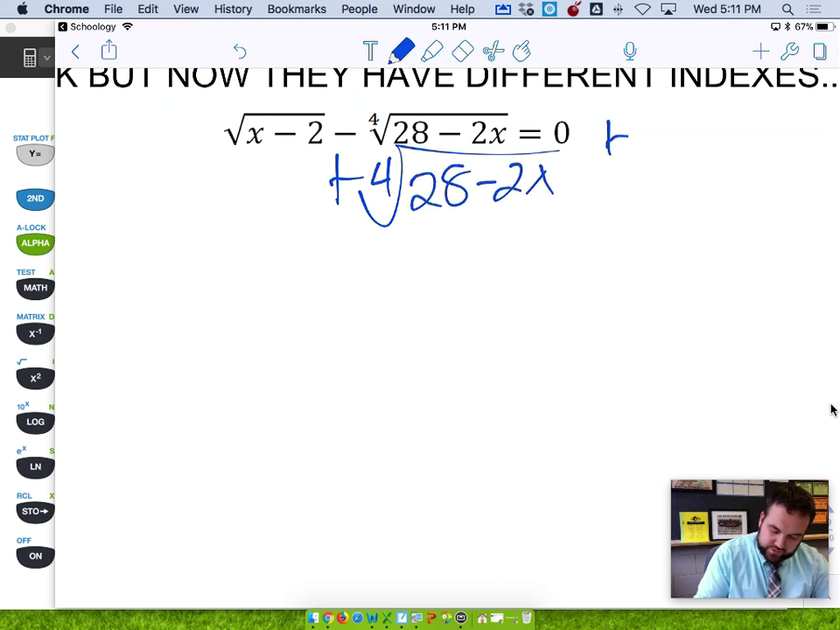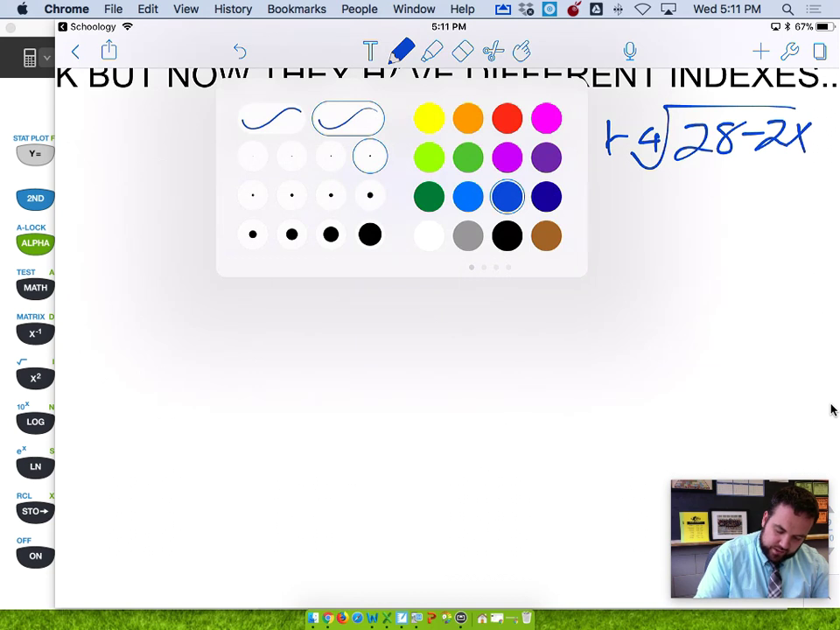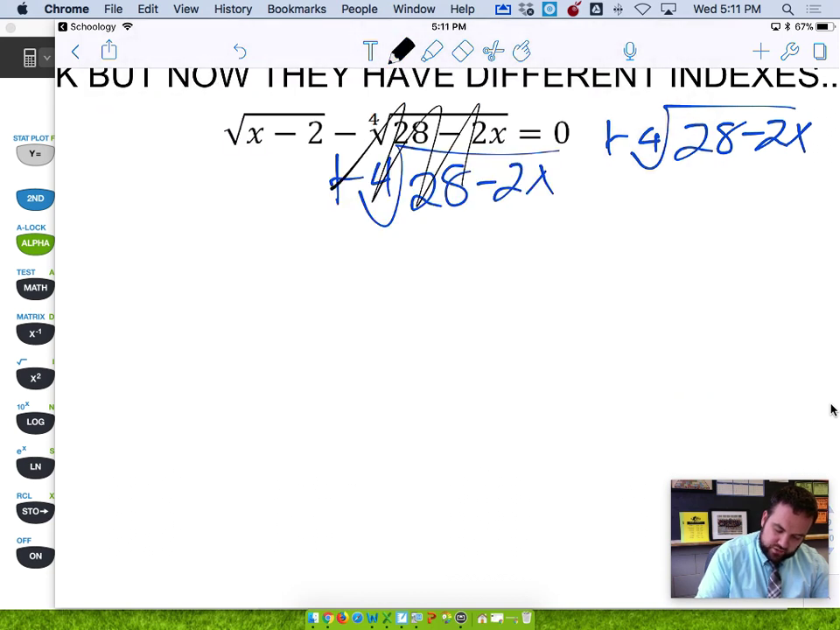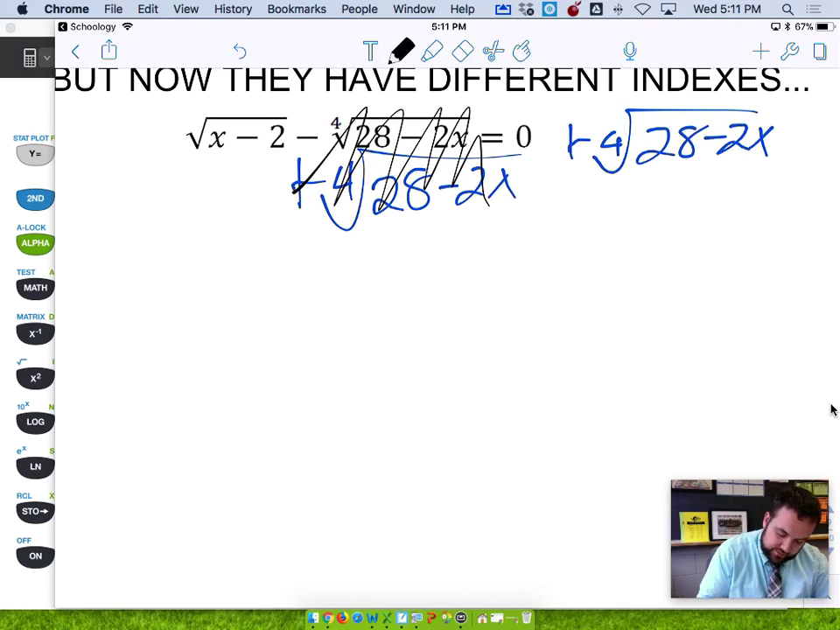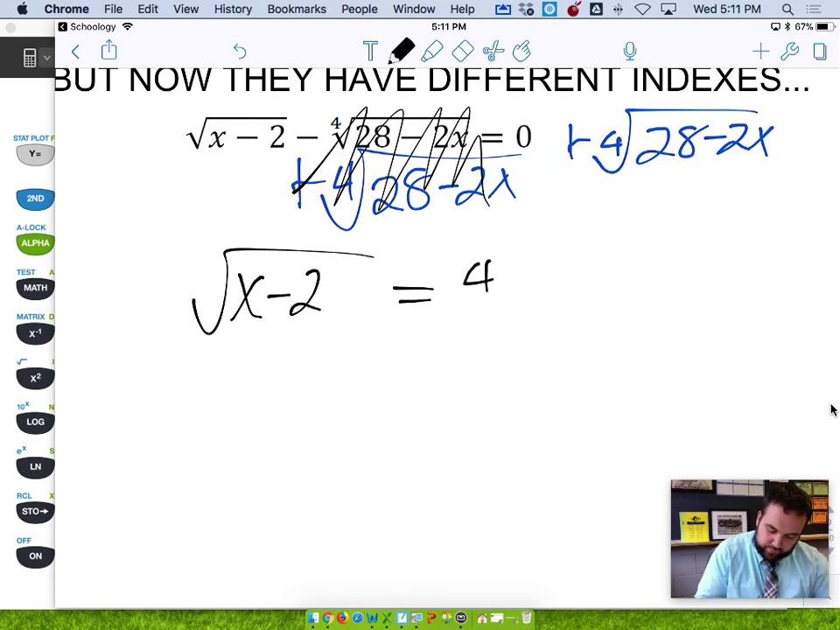Now, you'll notice that this problem is actually going to be a lot simpler. This problem is not going to be as crazy because the right side of the equation was already equal to 0. So when I add the fourth root to both sides, I'm just going to end up with x minus 2 equals the fourth root of 28 minus 2x.